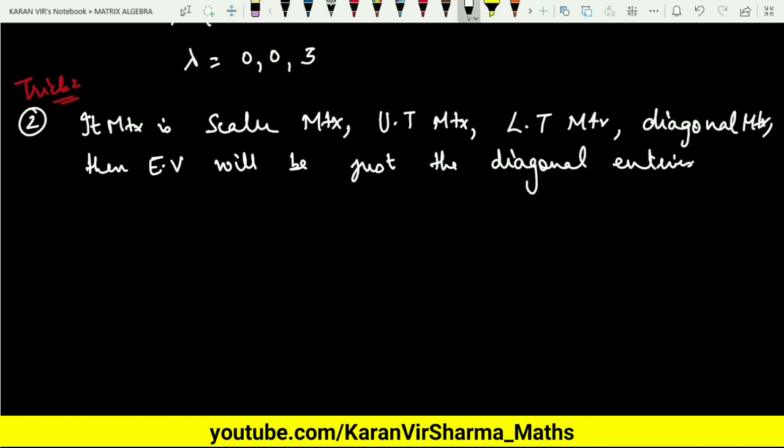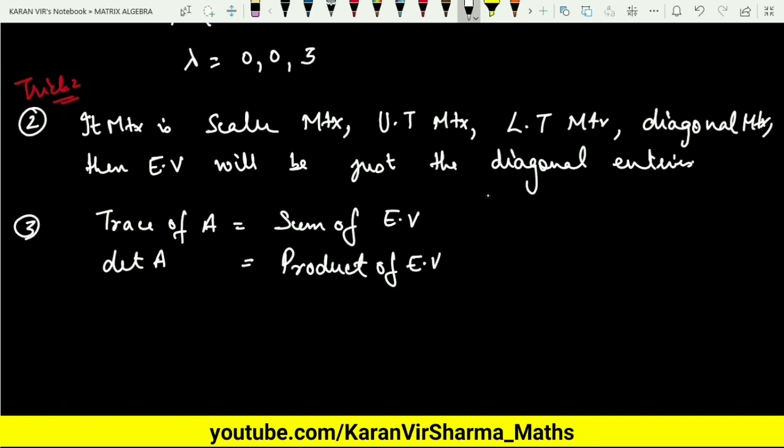Now what a scalar matrix, an upper triangular matrix, a lower triangular matrix and a diagonal matrix are, all this I have explained in my previous video lectures. I'll be providing the link in the description box. And the third trick, which we have already learned in our last lecture, is that the trace of A is nothing but the sum of eigenvalues, and the determinant of A gives us the product of eigenvalues.